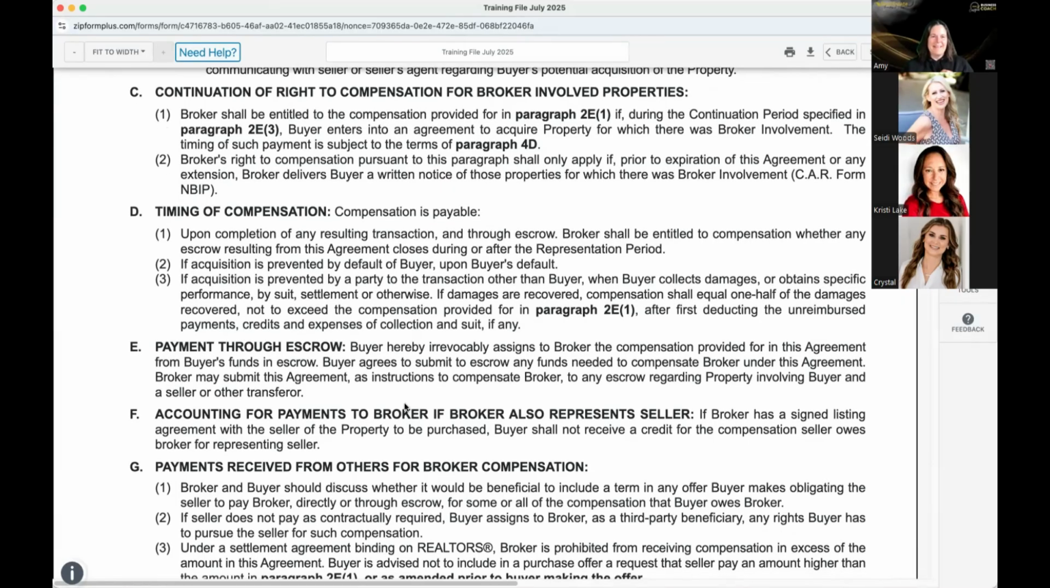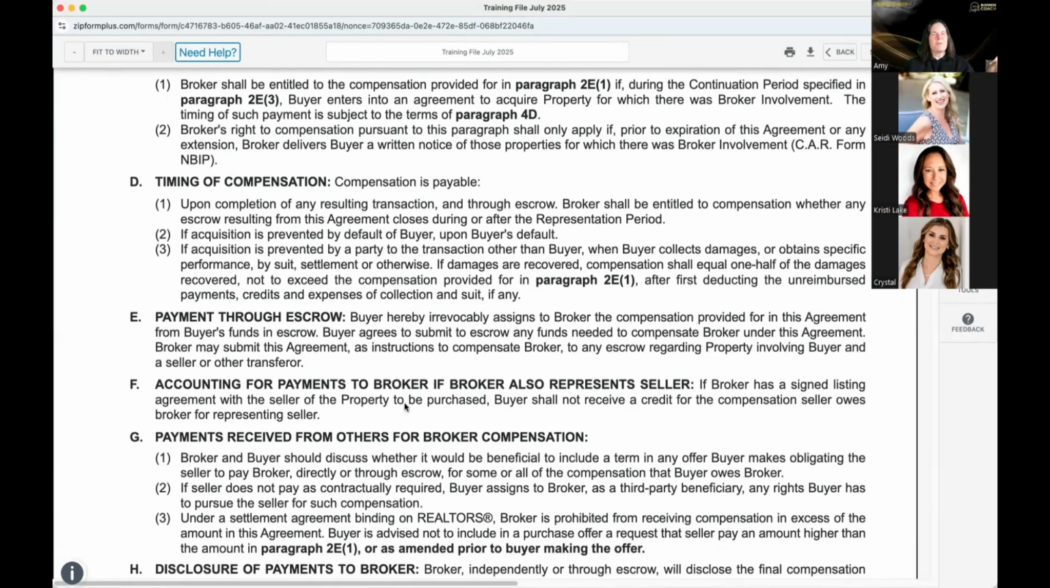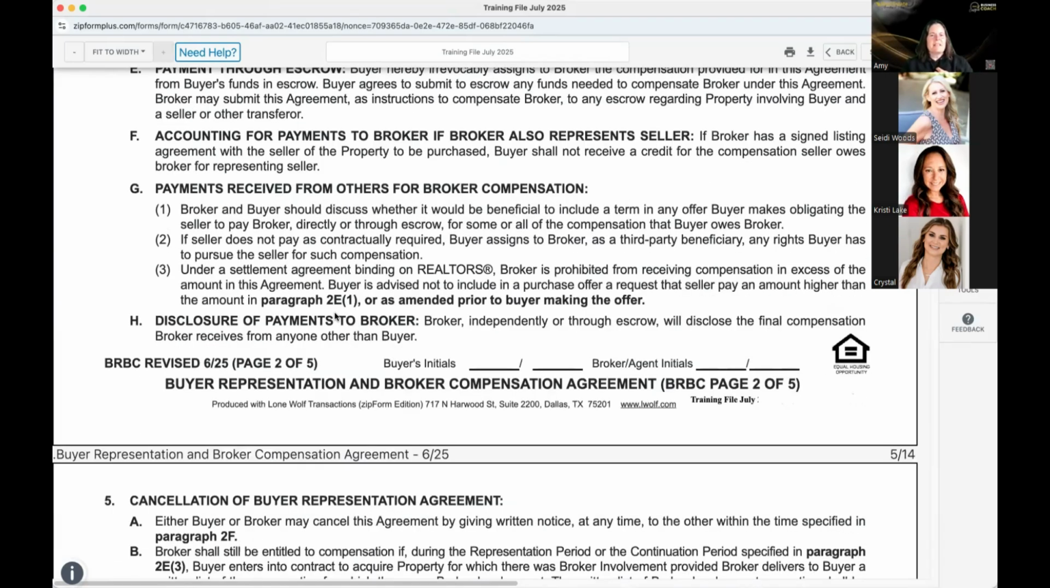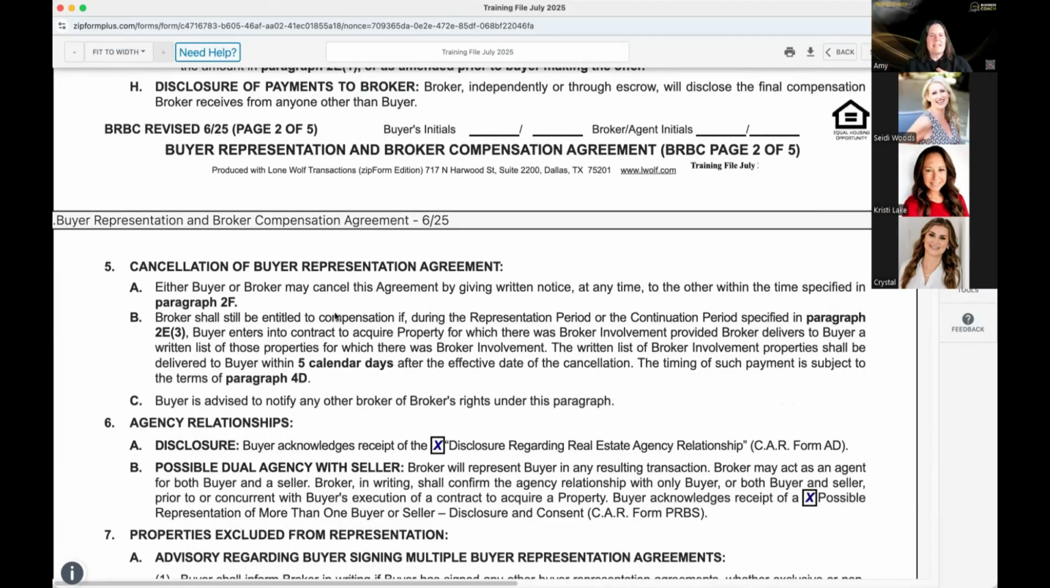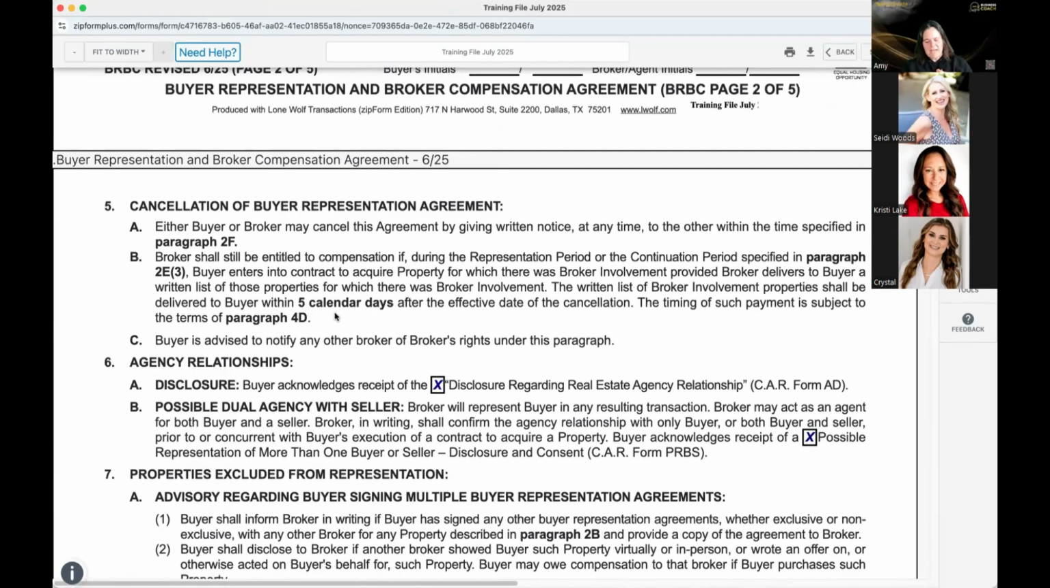All right. If the broker represents both the buyer and the seller, the fee for compensation is negotiated separately with the seller than it is with the buyer. They don't overlap. Cancellation. You can decide to cancel this. There is a special form for that. It's the COBR form, cancellation of buyer representation. So you want to make sure you use the right form for that. But know that you can cancel it. We'll go over that form as well.